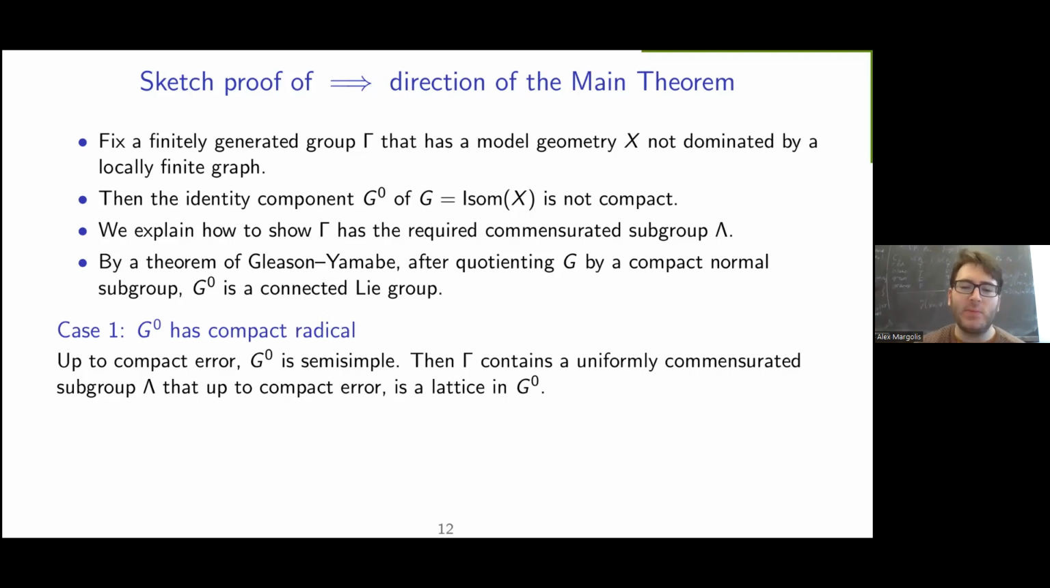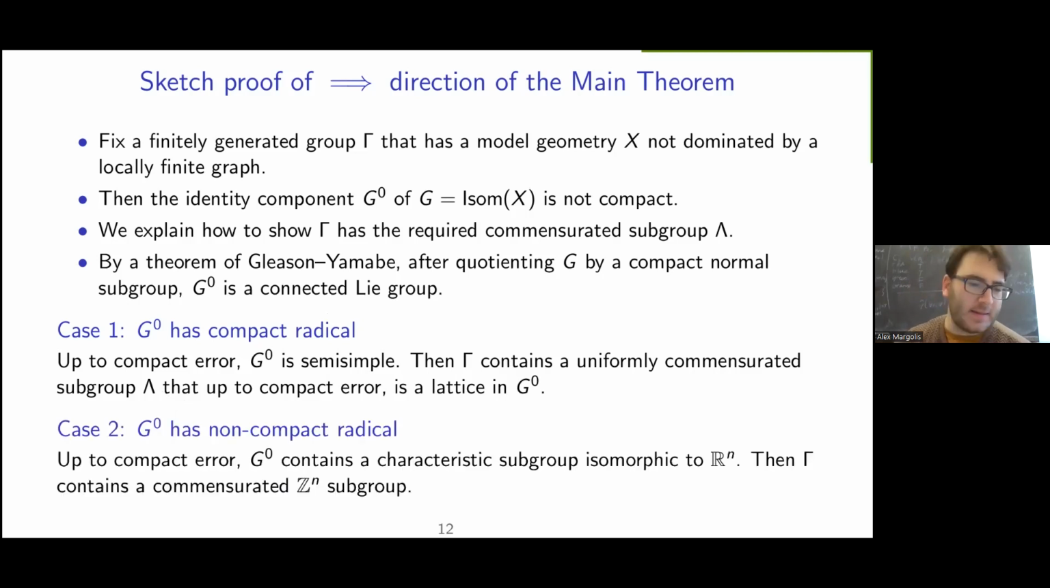And in this case, we can show that the group gamma contains a subgroup lambda, which is commensurated and is a lattice in G0. And moreover, because the outer automorphism group of a semi-simple Lie group is finite, that tells us that the commensurated subgroup lambda has to actually be uniformly commensurated.